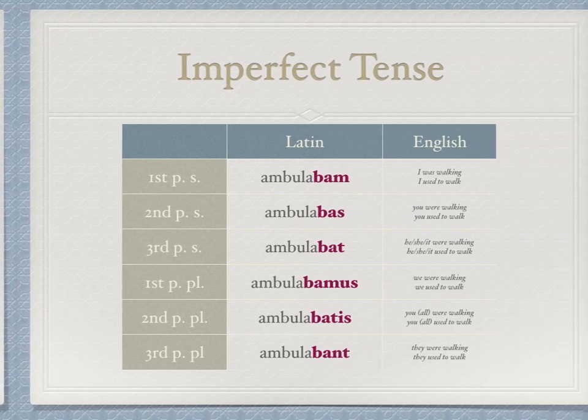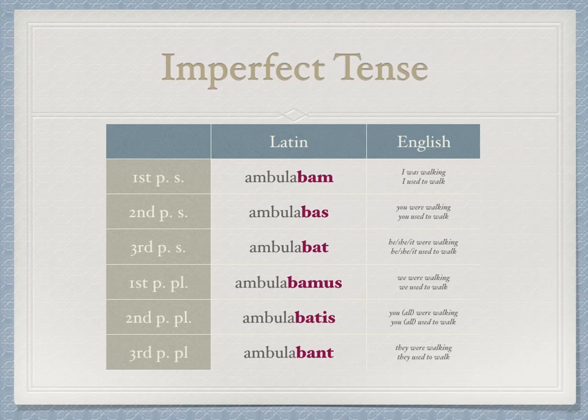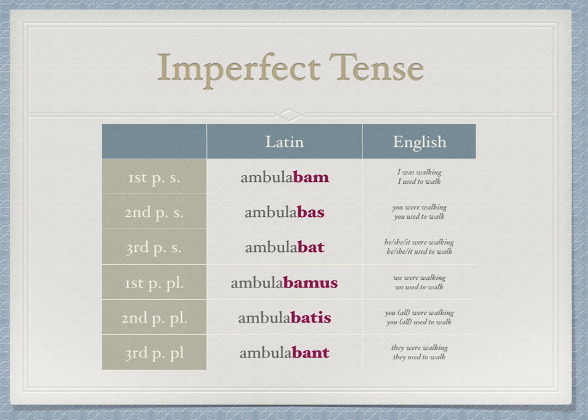The imperfect tense is very recognizable: bam, bas, bat, bamus, batis, bant. Look out for that BA and know that it's a was or a were something-ing. Again, ongoing action in the past, so ambulabam can either be I was walking or I used to walk. Think about what's best in your story.